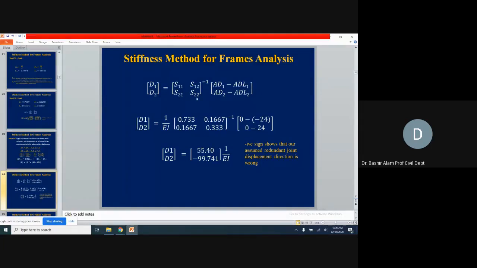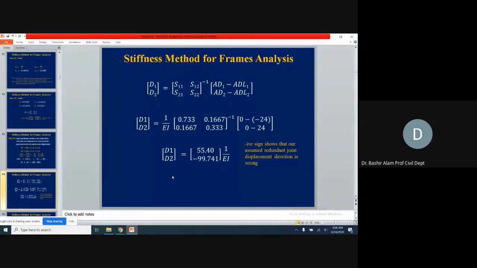It was EI, so when we take the inverse it becomes 1 over EI. Here we need to take the actual inverse of this stiffness matrix. 0 and 0, if you remember, AD1 and AD2. Now ADL1 was minus 24, so here you see minus 24. ADL2 was plus 24, so you see here plus 24.